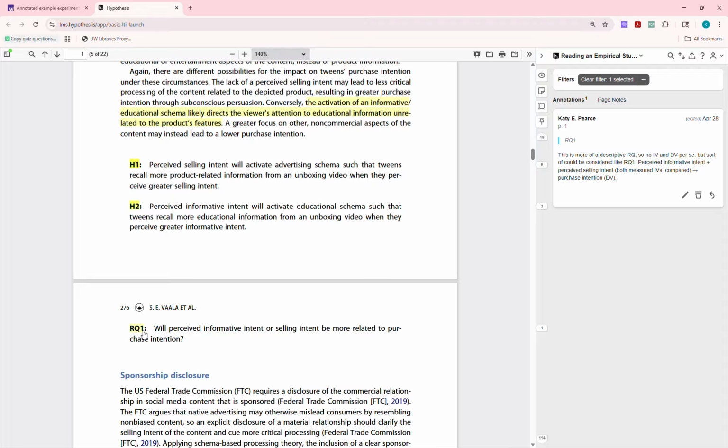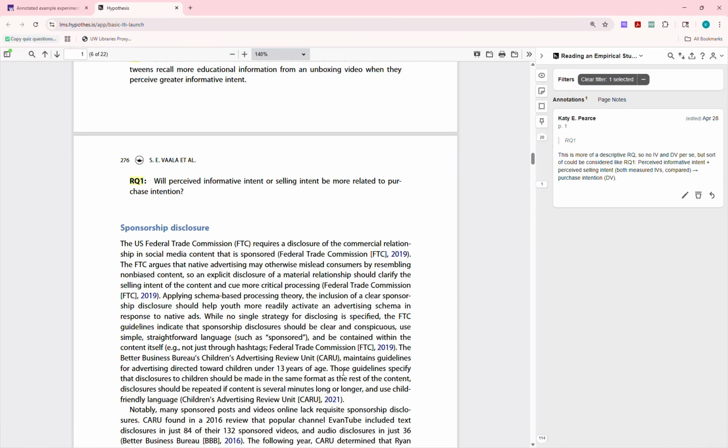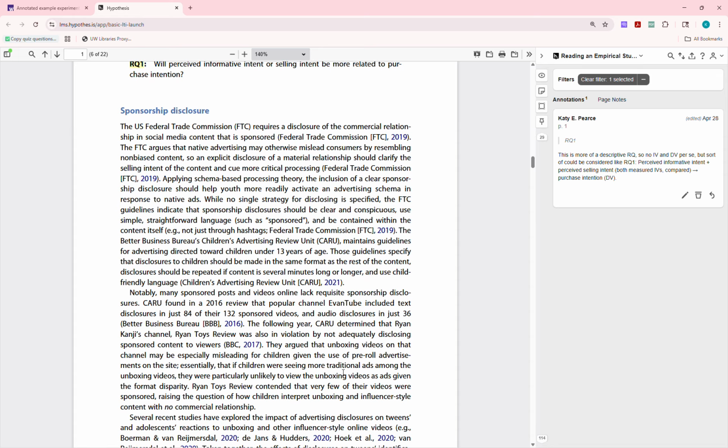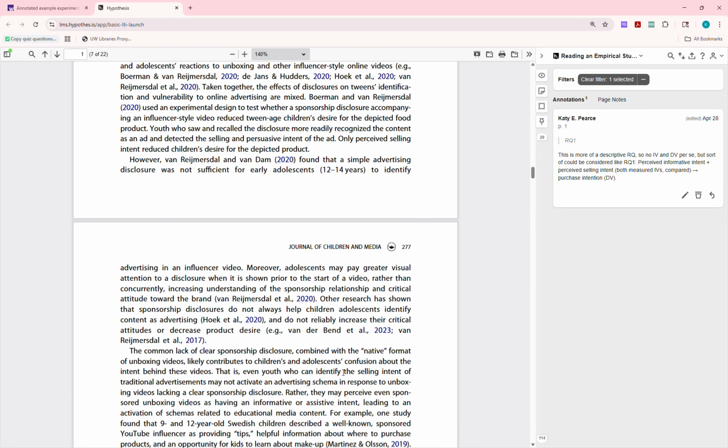Let's see. So they organized their hypotheses in little sections. Now they're talking here about all the rules about how sponsored content is supposed to be disclosed. So we're going to go down here.